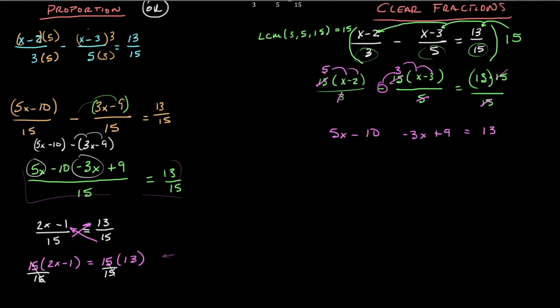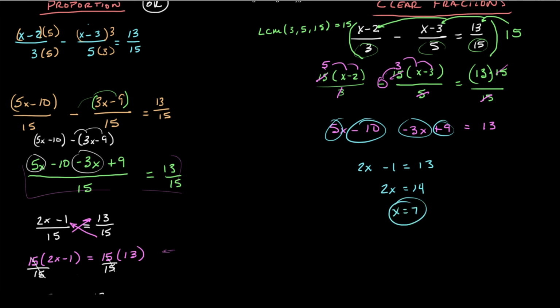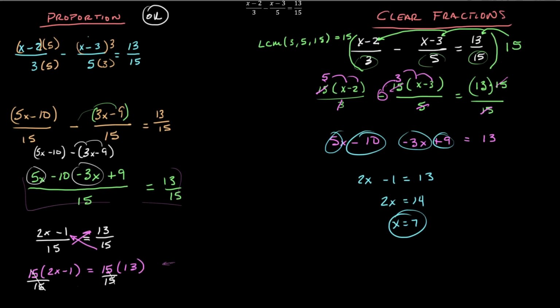Well, that's going to give me 5x and negative 3x. That's going to give me 2x. Negative 10 and 9 is going to give me minus 1 is equal to 13. And then I add 1 to both sides, so 2x is equal to 14. Then I'm going to divide by 2. That gives me x is equal to 7. That seems a lot more compact. And so that's one of the reasons that I prefer that method.